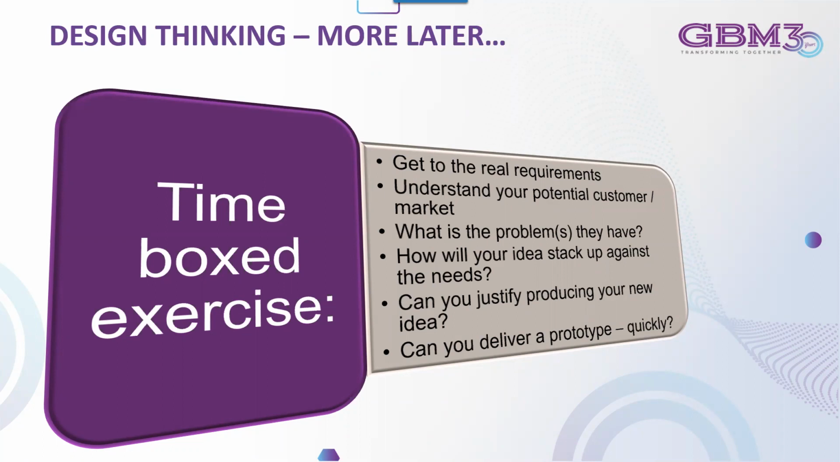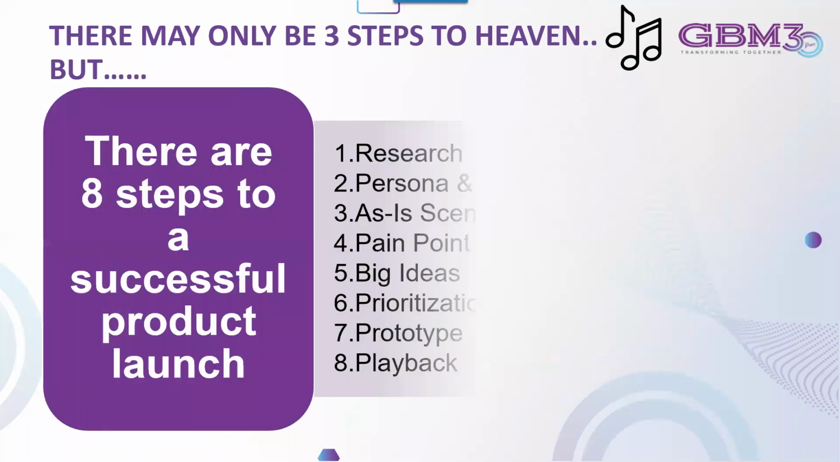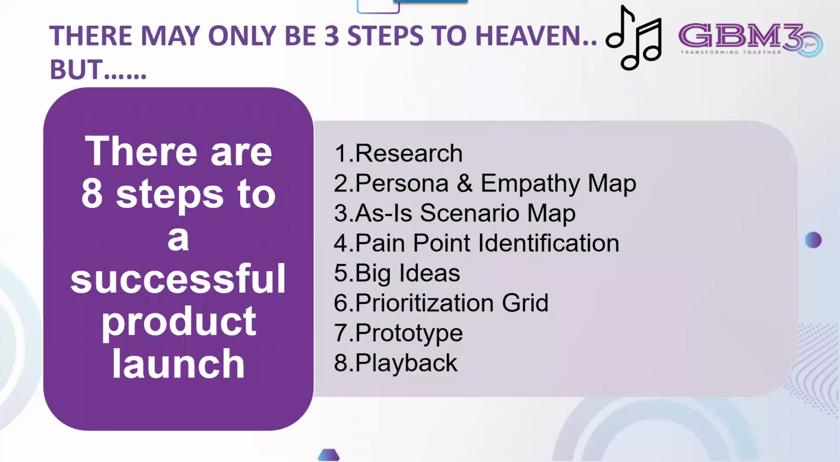So the main points around design thinking: there may be just 3 steps to heaven as the song goes, but there are 8 steps in a successful product launch. And these are the main phases that you would go through in a design thinking engagement. We often run these as a way of finding the real requirements. What's the customer's real problem? What's their pain? So we go through these steps. Each one of these could take a day or a week. We can often do them in a couple of hours.